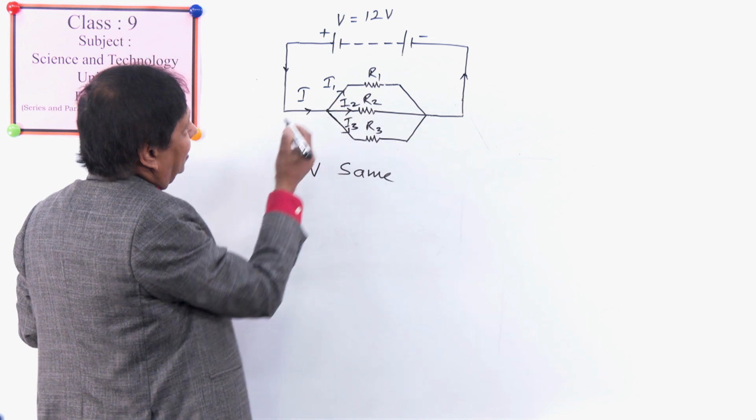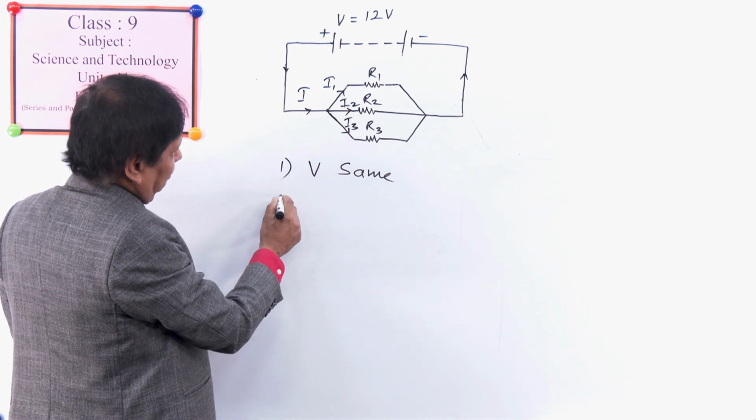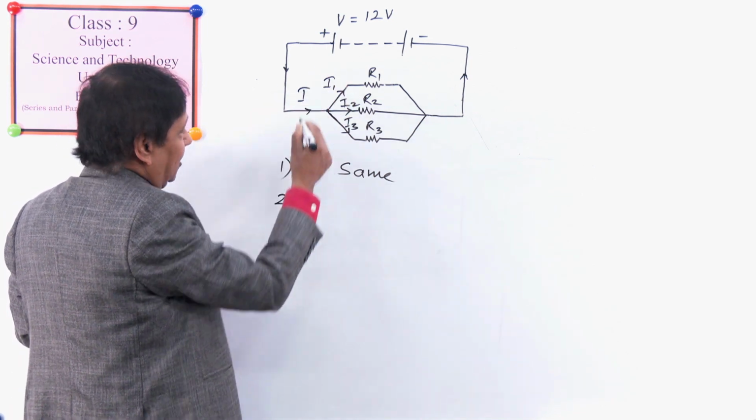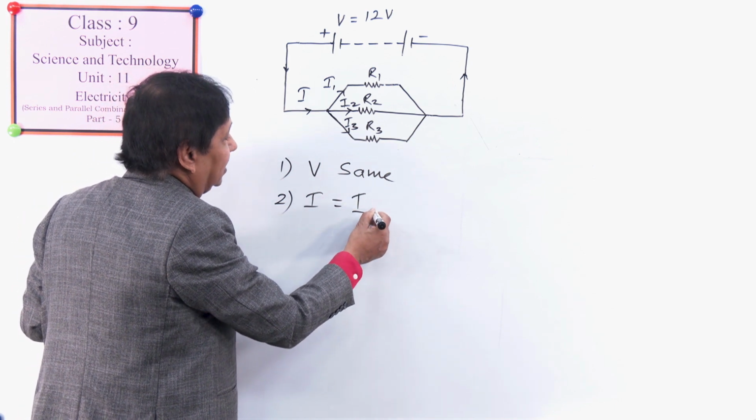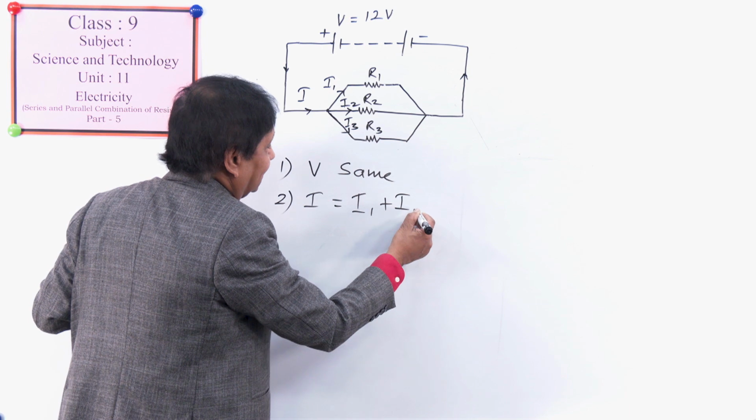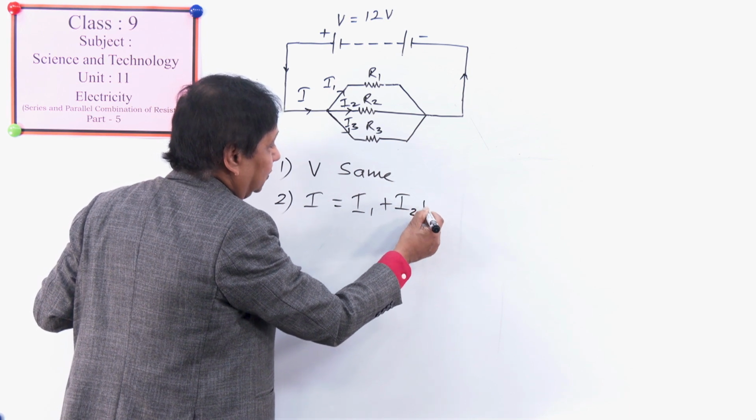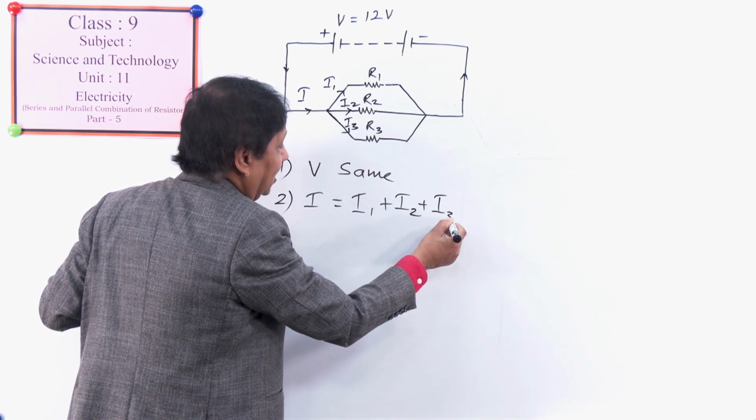Okay. Now second point, what I told you just now: in this combination total current is equal to the sum of the current flowing through each resistor, I equals I1 plus I2 plus I3 and so on.